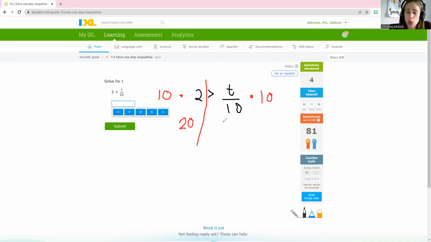Do we need to flip our inequality sign? No, we're multiplying by a positive, so that doesn't change anything. And then 10 times t over 10 cancels out and we're left with t. And personally, I would just type your answer in like that, because otherwise, if you try to flip it around, you might accidentally mess up your inequality sign. So you can submit it just like that and it will be a-okay.